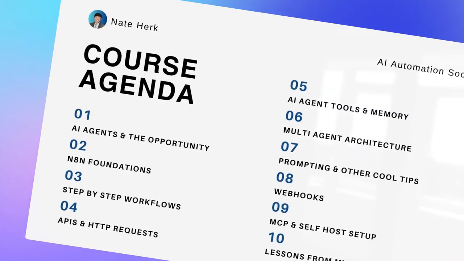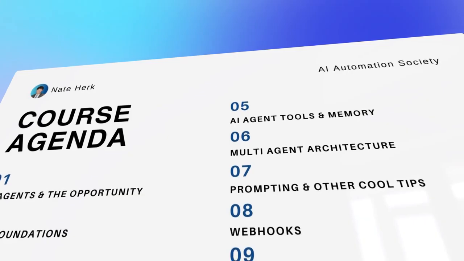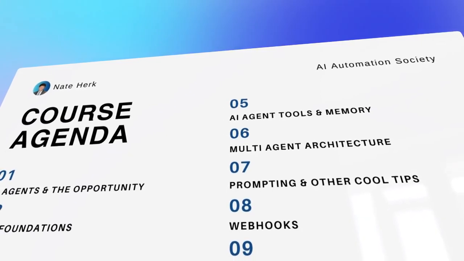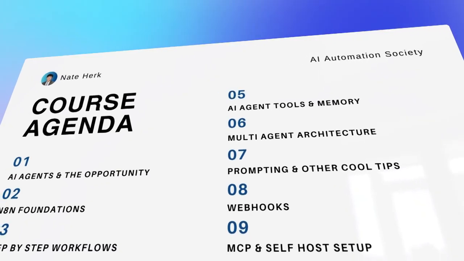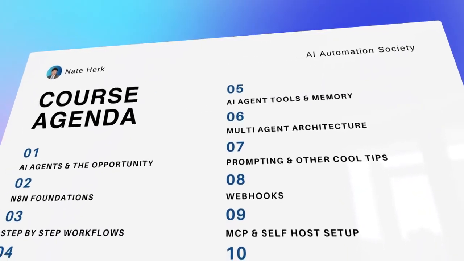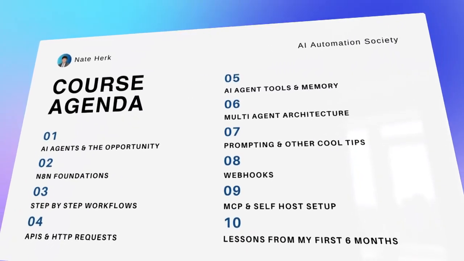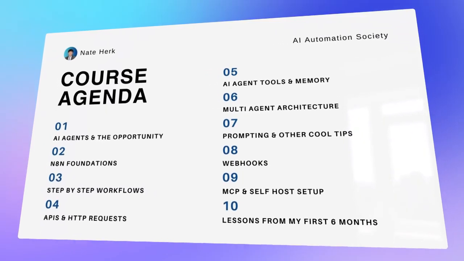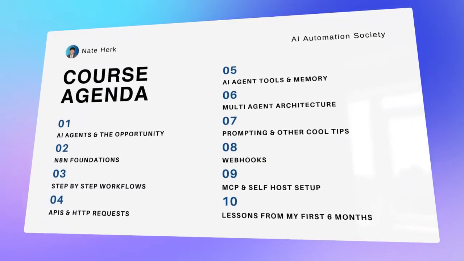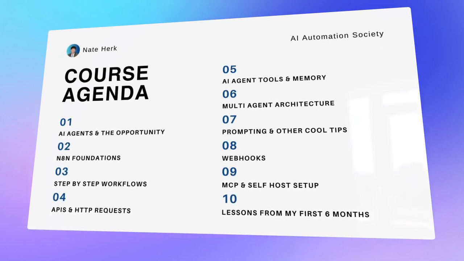Then moving into the back half of the course, we'll talk about AI agent tools and memory. We will discuss multi-agent architectures. I'll talk about prompting, do a live example, and some other cool tips that I want to share with you guys that could be helpful. We will look at webhooks, what those really mean, and then we'll look at a few example workflows where we've triggered them with webhooks. I'll talk about MCP servers, what that really is, and we'll do a step-by-step self-hosted setup of n8n and connect to some MCP servers. And finally, we'll close off with lessons from my first 6 months of building AI agents. So if that all sounds good to you guys, let's go ahead and get started.